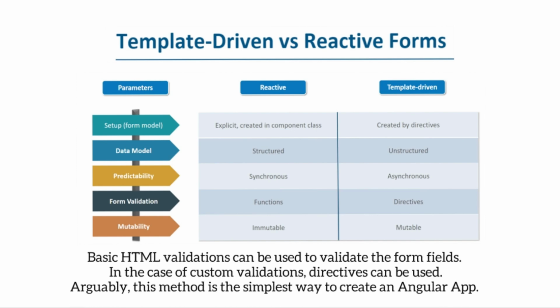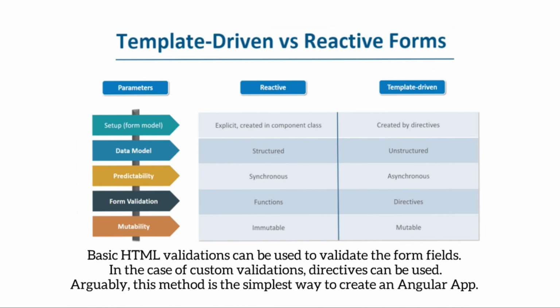Basic HTML validations can be used to validate the form fields. In the case of custom validations, directives can be used. Arguably, this method is the simplest way to create an Angular app.